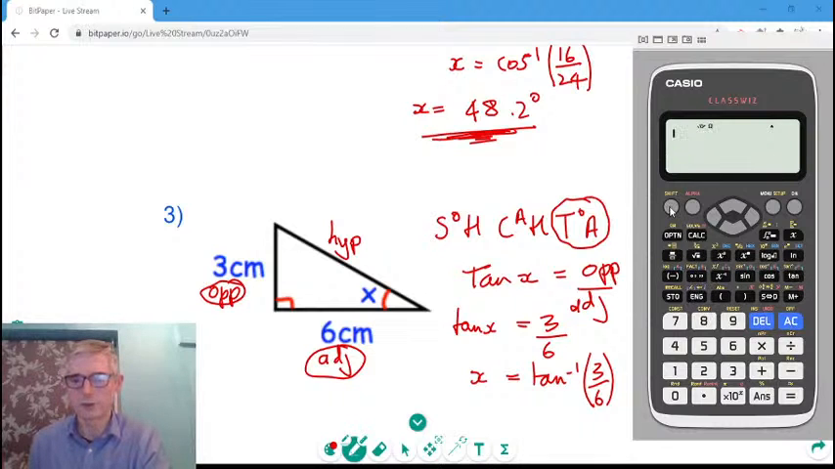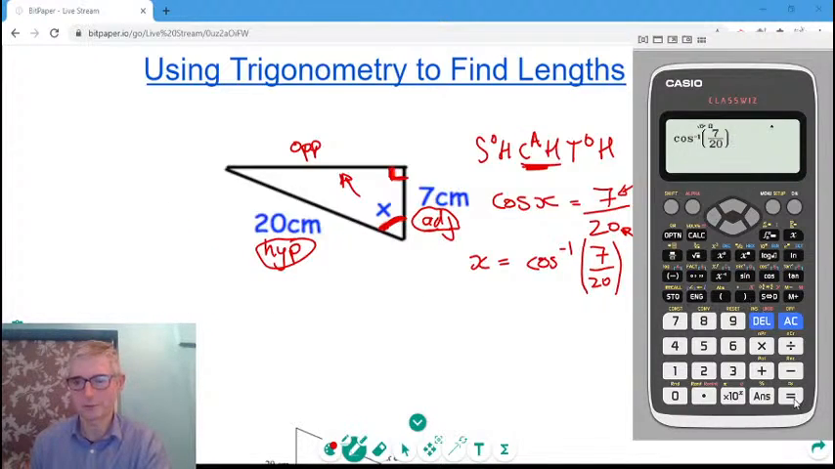So shift tan, and I'll put the fraction button in, and it's going to be 3 over 6. So tan minus 1, 3 over 6, gives 26.56. If I round that to 1 decimal place, that one was 26.6 degrees. So x was 26.6 degrees.